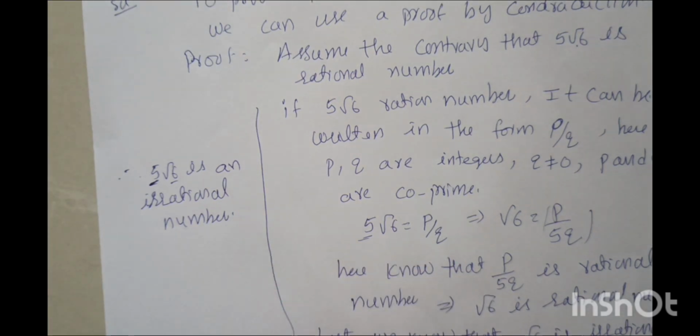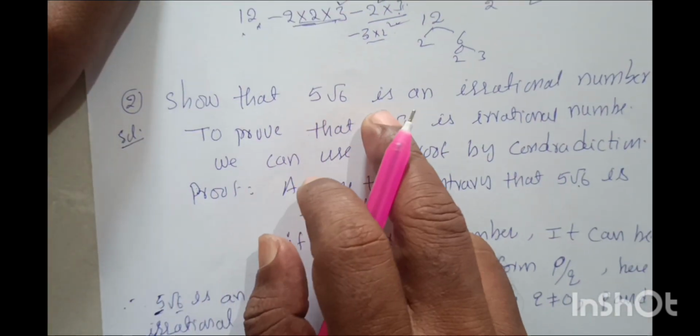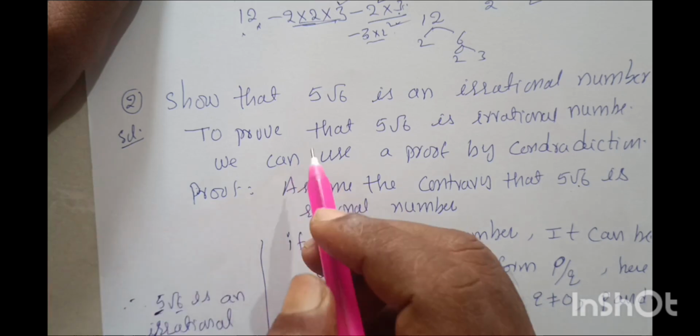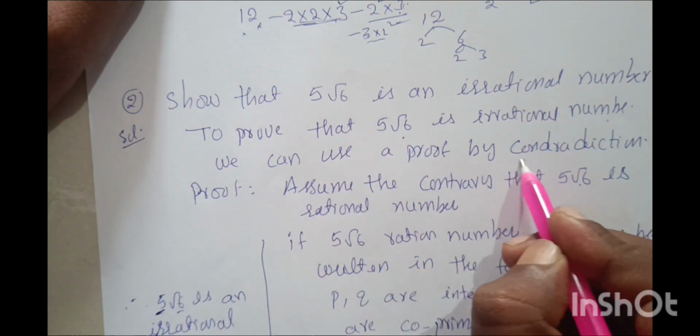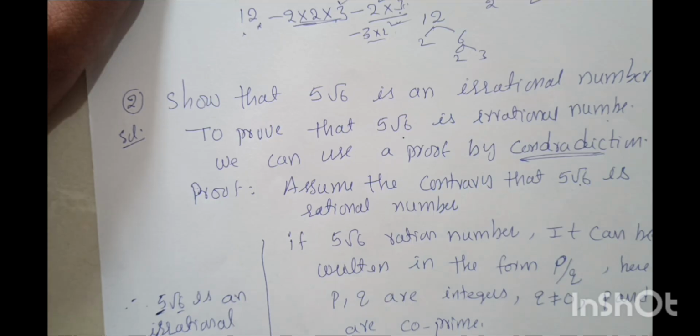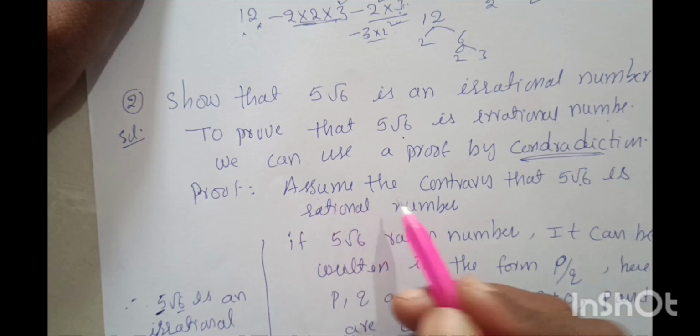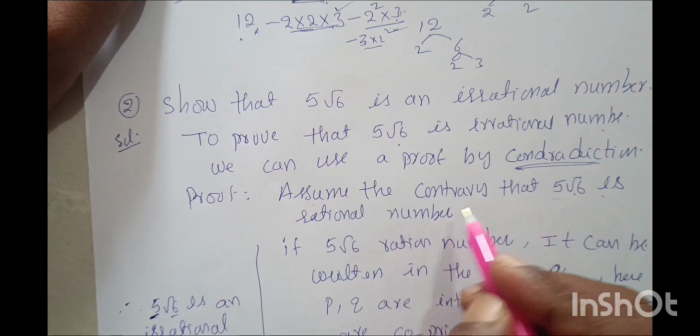What is given here, what is required? 5 root 6 is an irrational number. To prove that 5 root 6 is an irrational number, we can use the contradiction method. That means we take the opposite statement to the given statement. Therefore, assume 5 root 6 is a rational number.